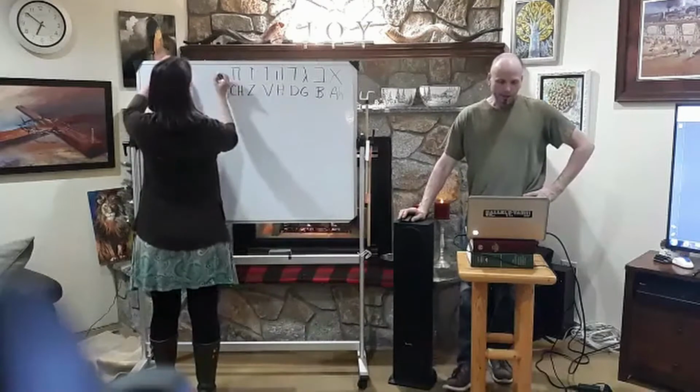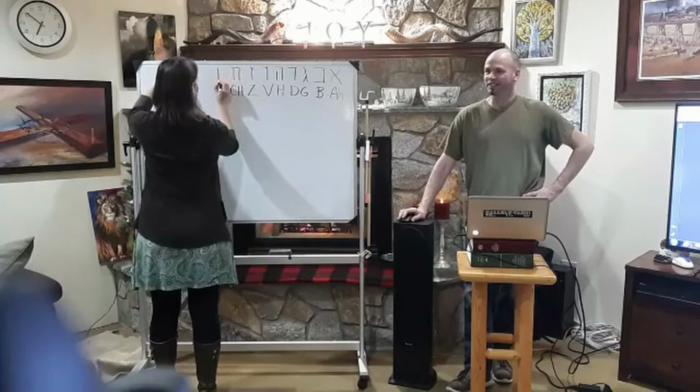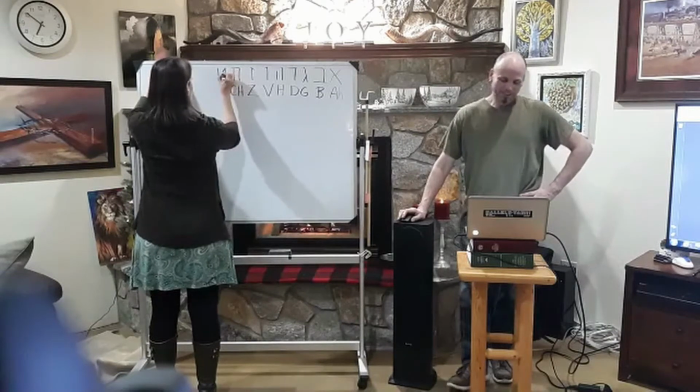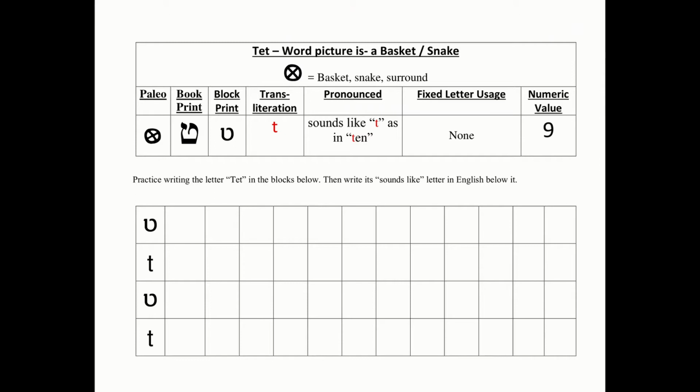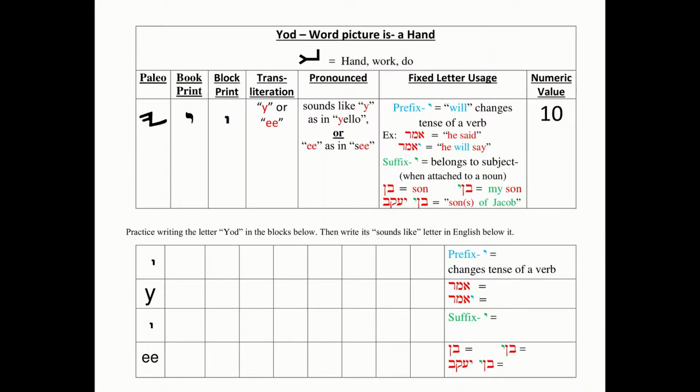Het. Everybody say Het. Het. Like you're clearing your throat. Like you're saying Bach. All right, we got our Tet. Transliteration is T. Page 20. I'm definitely not doing this on my line. I didn't think you would. Okay. Tet. We got our Yod, which the word picture is a hand.